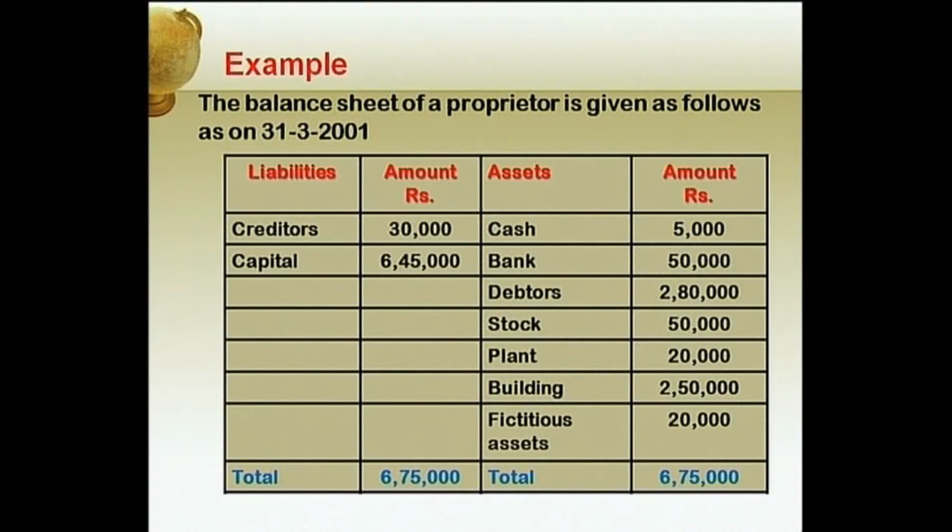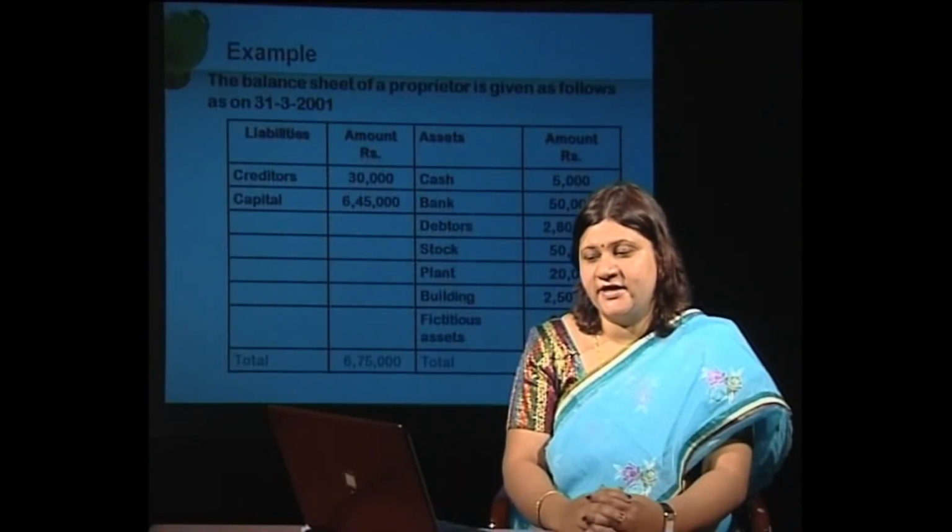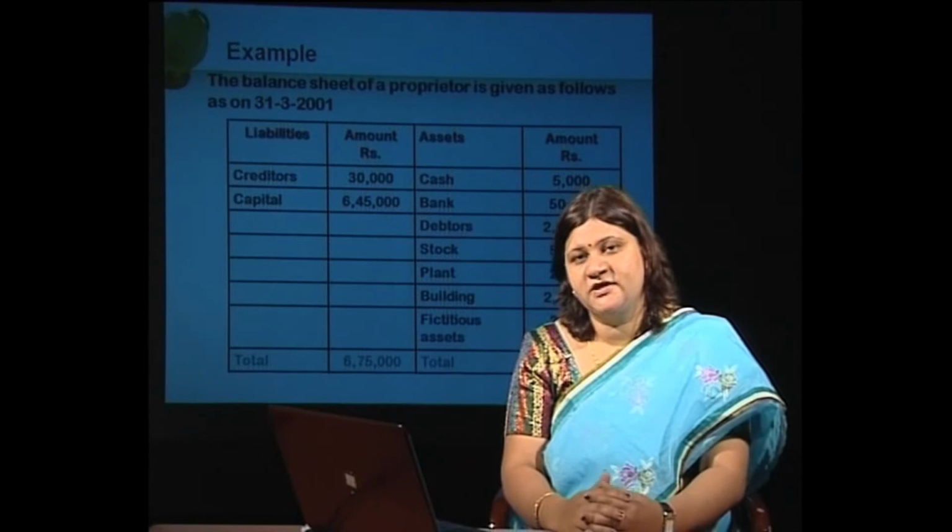So, we need to ascertain the average capital employed and the normal profit out of it. First of all, let us analyze what is being given on the liability side. Now, let us analyze the balance sheet of a proprietor being given to us.